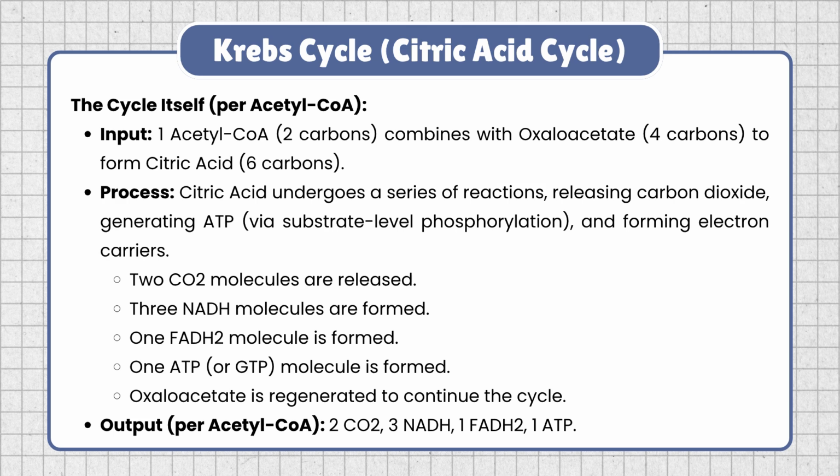First, we have two molecules of carbon dioxide released. This eliminates the last of the carbon from the original glucose molecule. Next, we have the carrier production. This is the most crucial step. We generate a massive number of electron carriers, 3 NADH and 1 FADH2. These carry the high energy electrons to the final stage. Lastly, we have the ATP production. One molecule of ATP is generated directly via substrate phosphorylation.